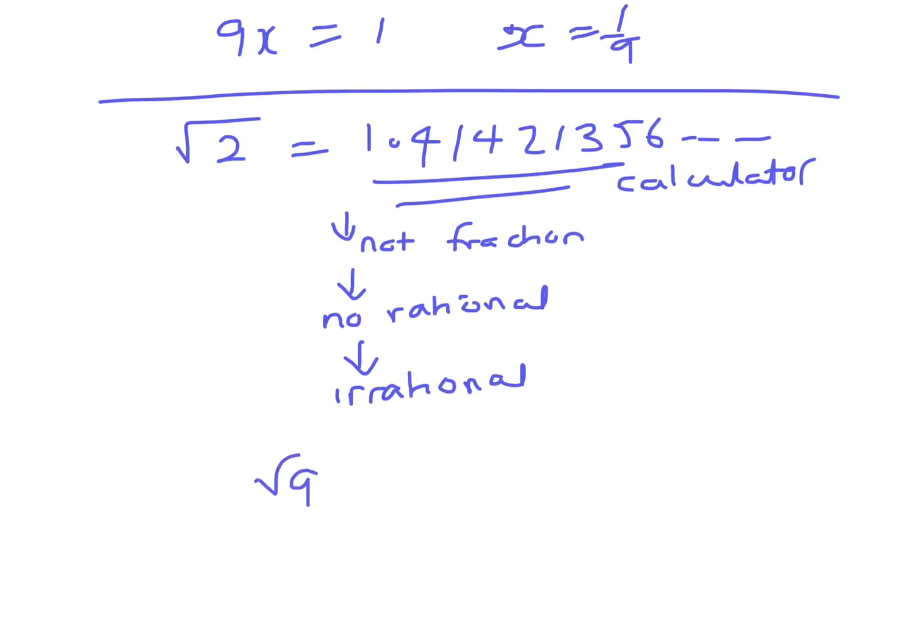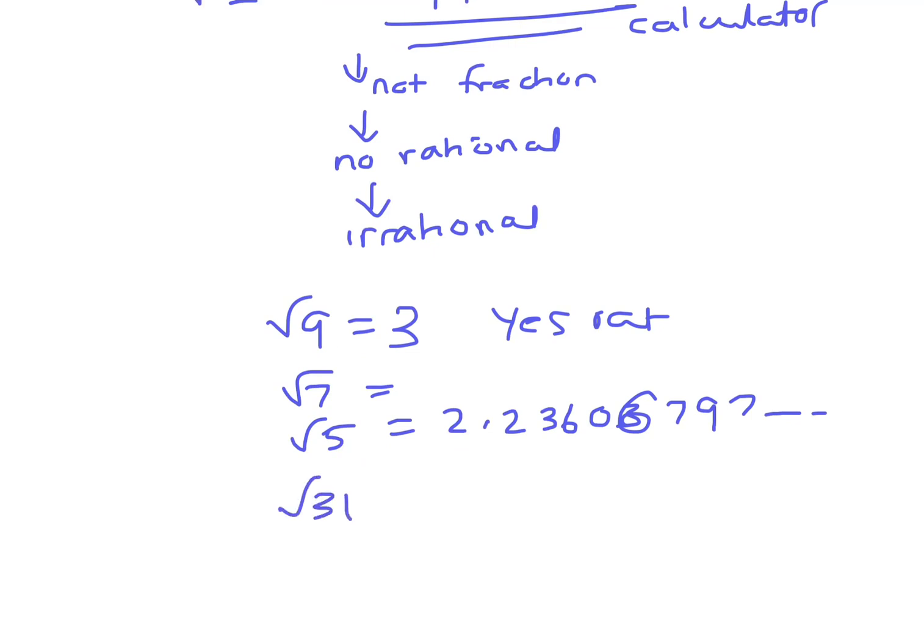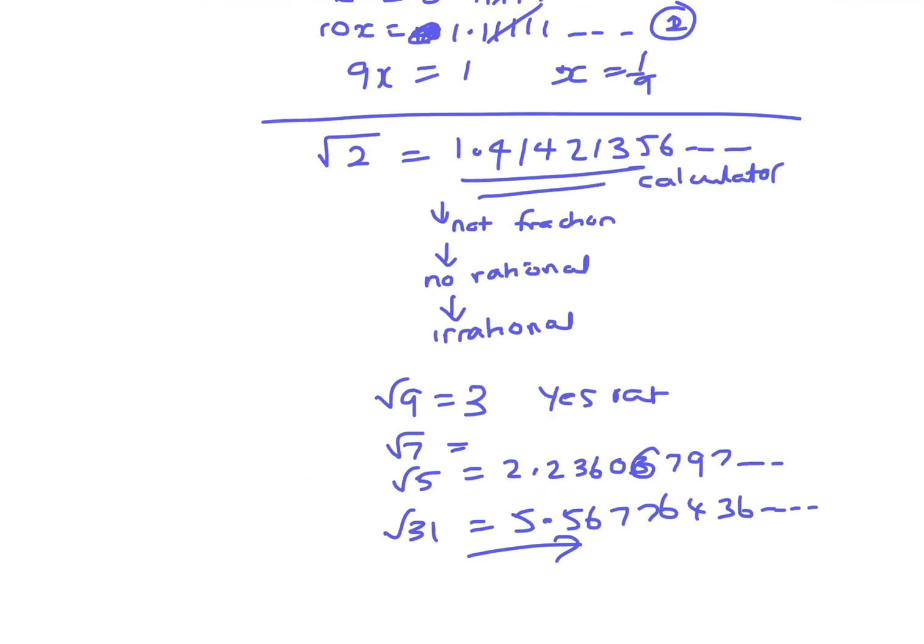So therefore it is not rational, and the name that we call something that is not rational is irrational. Okay, so root 9, that will be 3, and yes, that will be rational. Root 7, that will go on forever after the decimal point. Root 5 will go on. That's 2.236006. Just put it in your calculator. Root 31, that will be 5.56776436. It keeps going on. It cannot be written as a fraction.